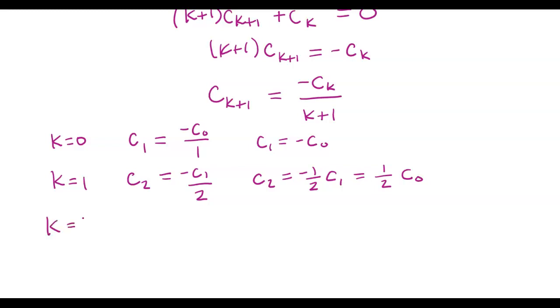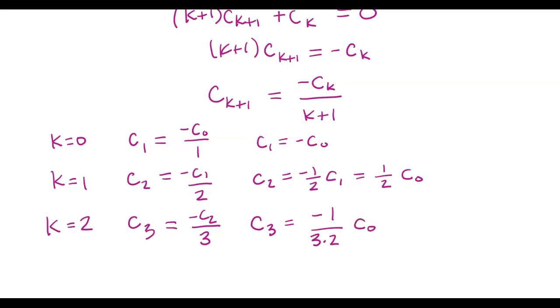If k equals 2, then C3 must be negative C2 over 3. Well, that means that C3 must be negative 1 over 3 times 2 in the bottom, C naught.